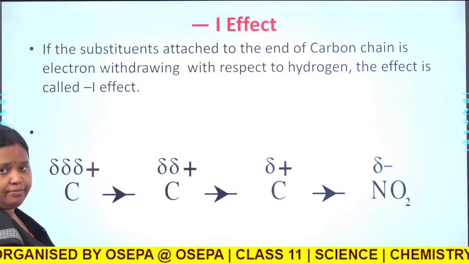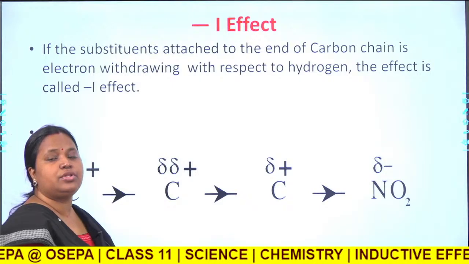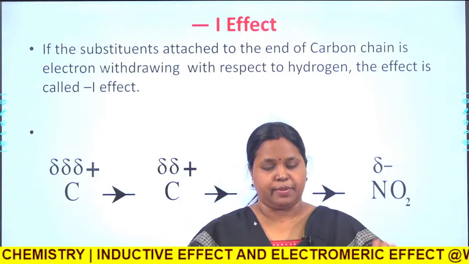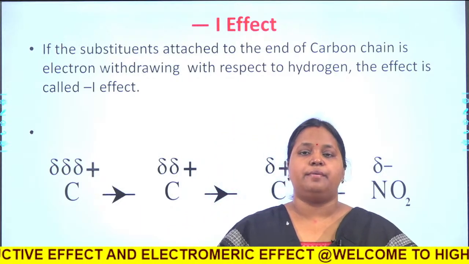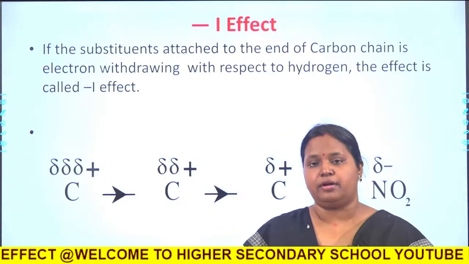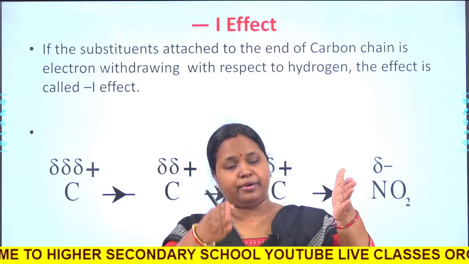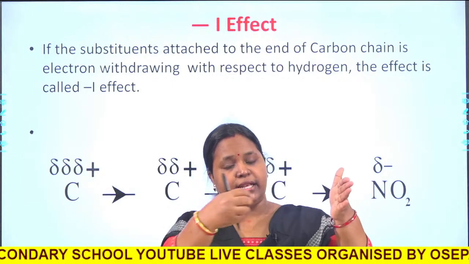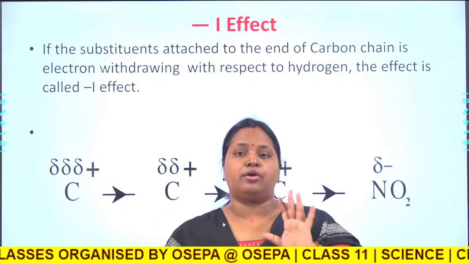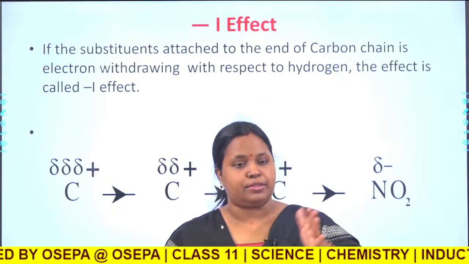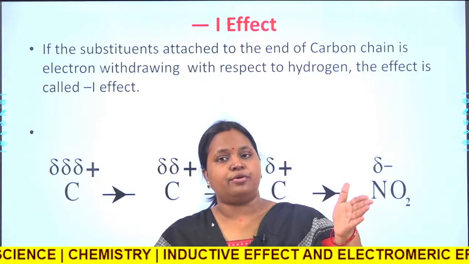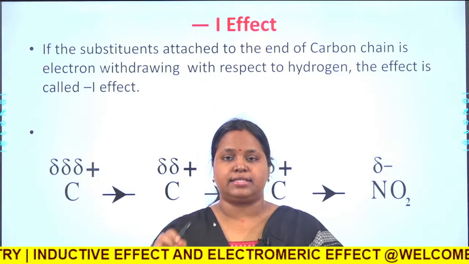So what is minus I effect? If the substituent attached to the carbon chain is electron withdrawing in nature with respect to hydrogen, then it is called minus I effect or negative inductive effect. मतलब जदि substituent ta jota carbon chain re lagchi, if it pulls the electron away from the carbon, तो मन रखता ऑर्गेनिक रे सब बेले हमें विथ रेस्पेक्ट टू कार्बन पढ़िबा, so it is called minus I effect.